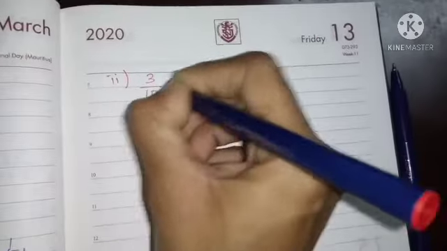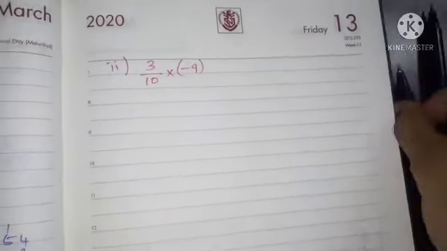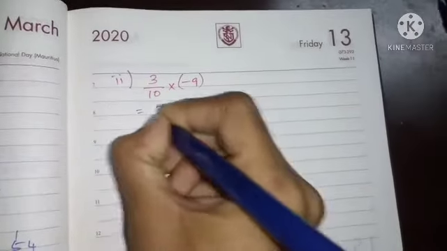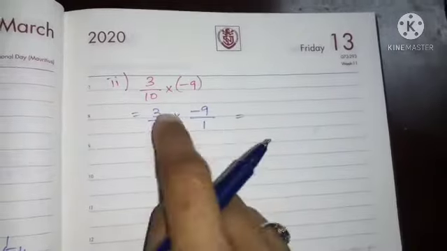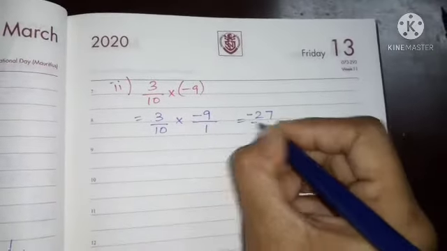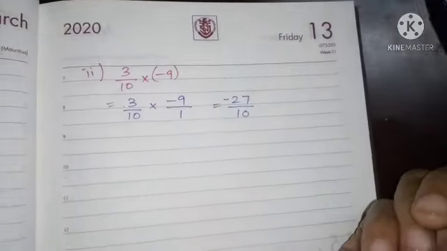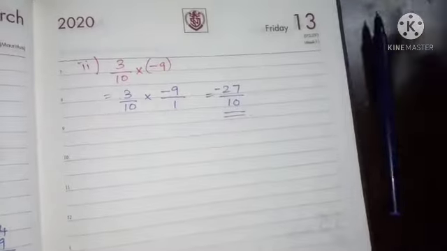3 by 10 into minus 9. So now, 3 by 10 into minus 9, how will we write? Minus 9 by 1, correct? 9 3s are 27, plus into minus, minus. 10 into 1, 10. Can we cancel this? No, we can't. So this is the final answer.